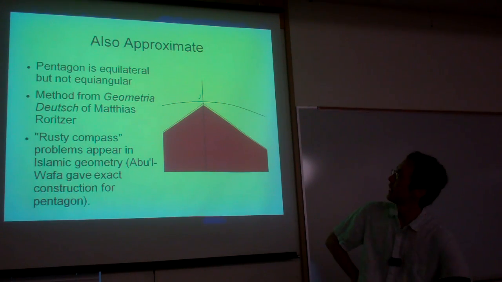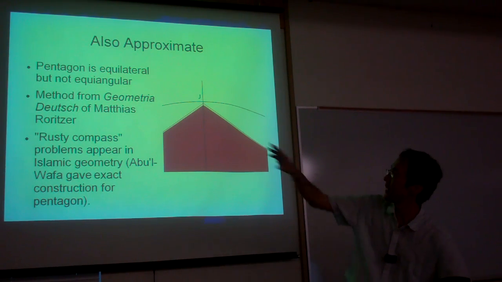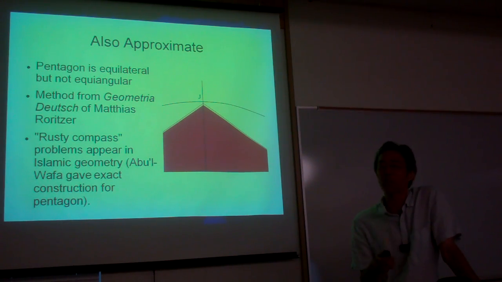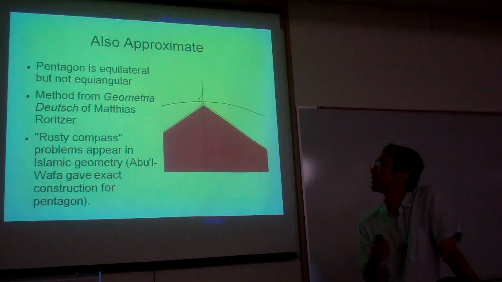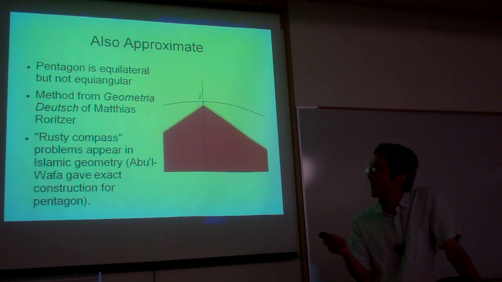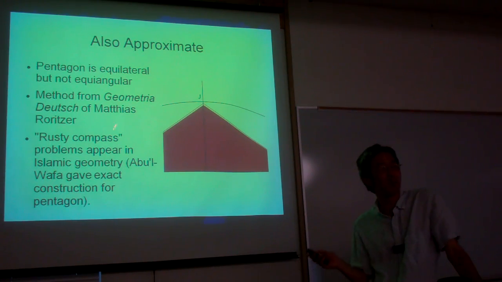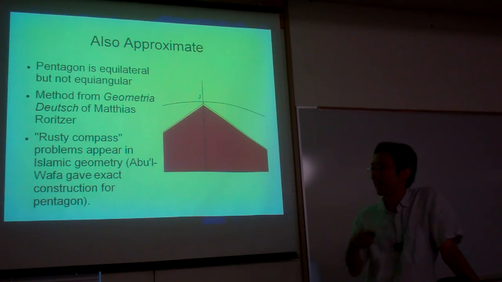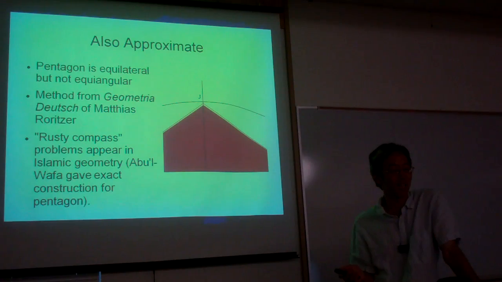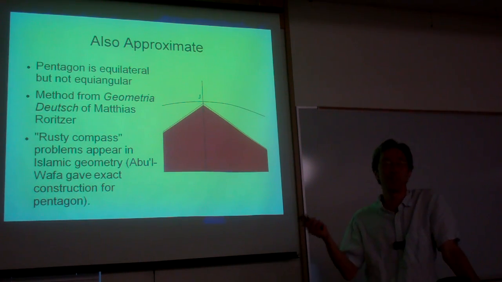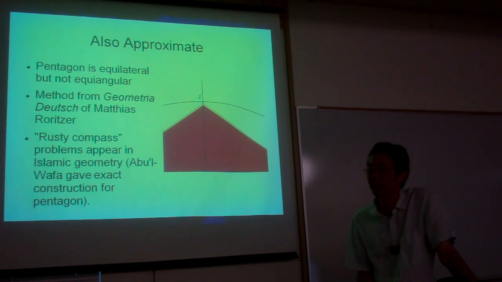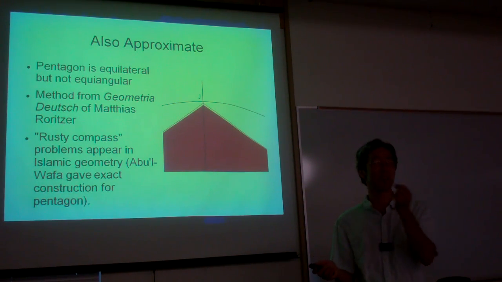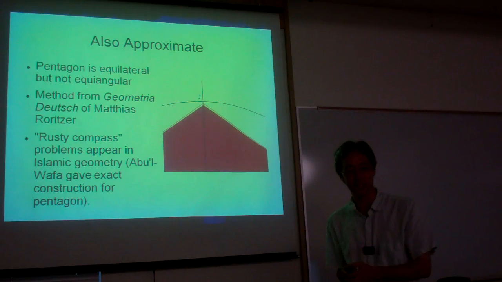This method appears in the Geometrie Deutsch of Matthias Reutzer, which Dürer seems to have taken some other things out of. But one of the interesting things here is that these types of construction problems with exact solutions, I will point out, do also appear in the book of Geometry for the Artisans by Abul Wafa. And in fact, from that book, we have an exact construction of a regular pentagon using a fixed opening compass.